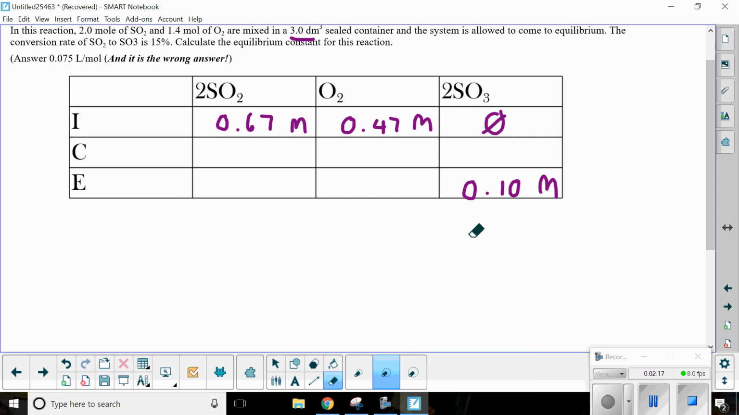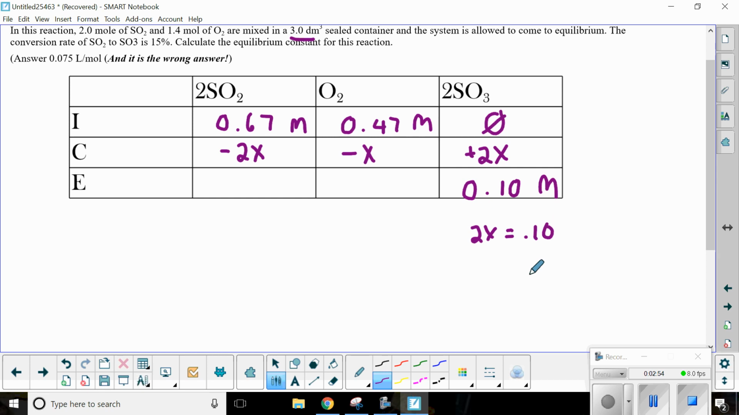So now I'm going to fill in the rest of my ice table. Using the coefficients in my balanced chemical equation, I'm going to shift to the right, so I'm going to decrease the amount of SO2 by 2 moles proportionally. I'm going to decrease the amount of O2 by some amount proportional to 1, and I'm going to increase the SO3 proportional to 2. This piece here has now gotten me enough information to get what that change will be. So I can say 2x equals 0.10.